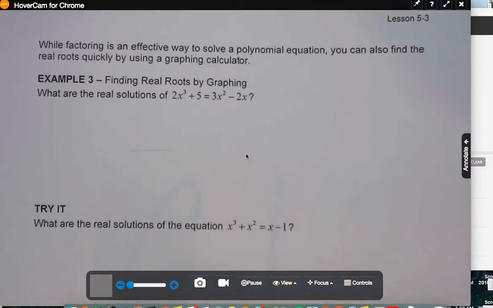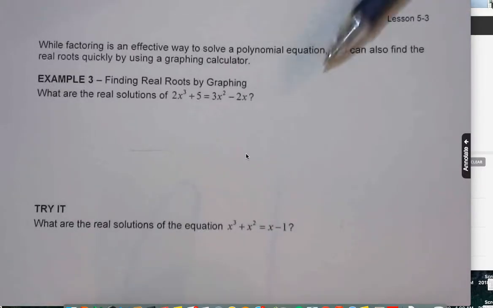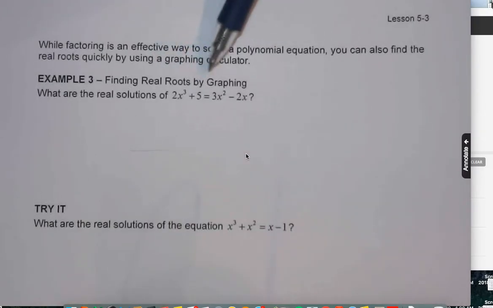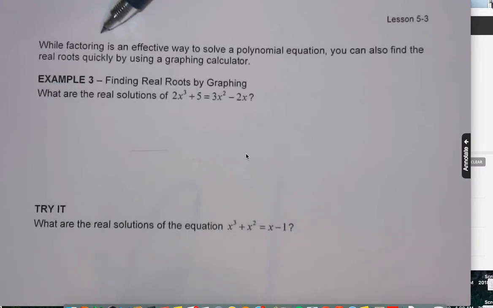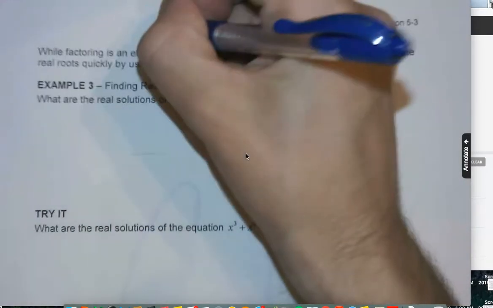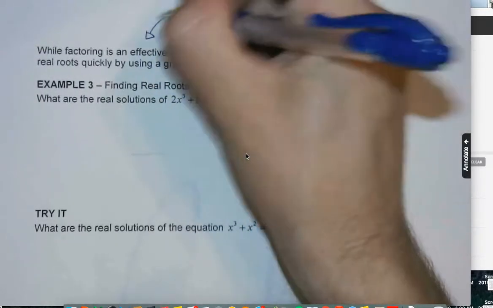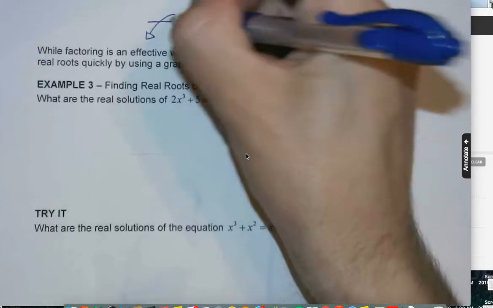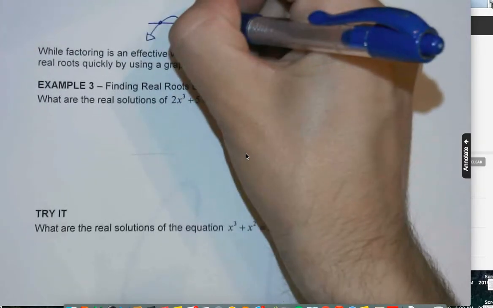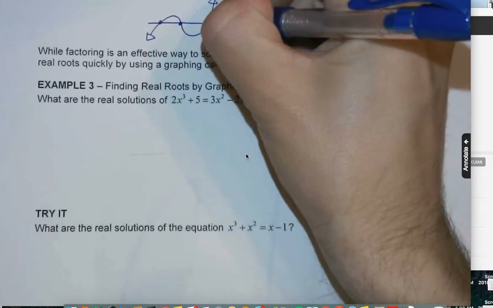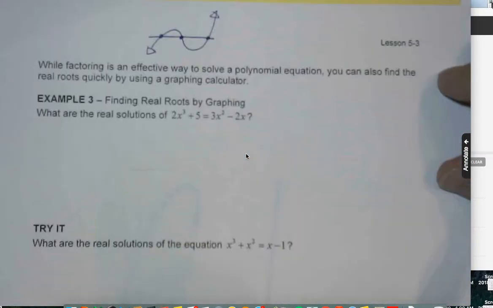Welcome back to 5.3, where here we're going to be taking more of a technological approach, talking about finding real roots by graphing. As mentioned in the previous video, we learned how factoring can help us solve for polynomials. So although they look pretty bizarre, going up, going down, going up like that sometimes, we can still consider there to be solutions, sometimes more than two. In this case, we would have three.